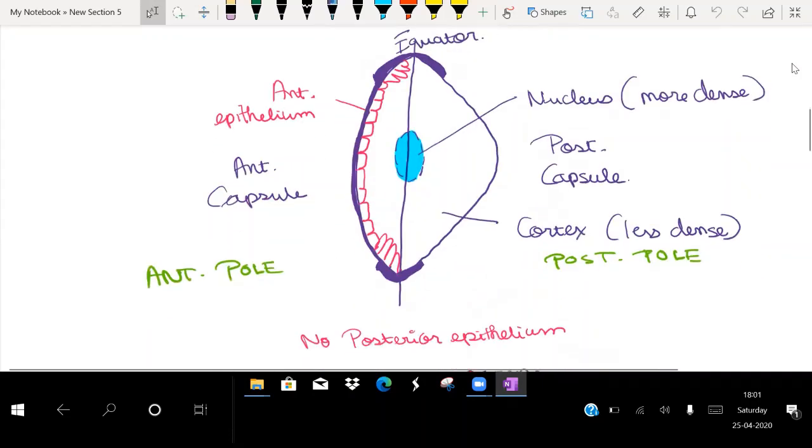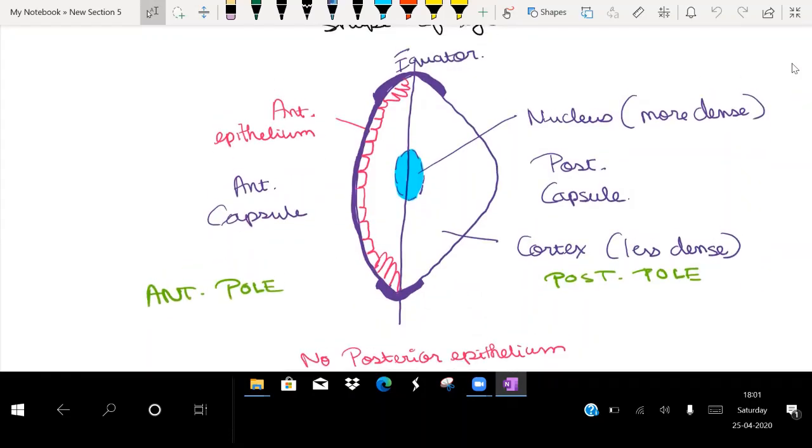Now talking about the anatomy of the lens, we can see that the lens has an anterior pole and a posterior pole, an anterior capsule and a posterior capsule, and an equator passing from the center. It also has an anterior epithelium but no posterior epithelium. The nucleus is almost at the center. It is more dense as compared to the cortex. Now, it is very important to note that the anterior epithelium is changing from cuboidal epithelium to columnar epithelium while it is moving towards the equator.